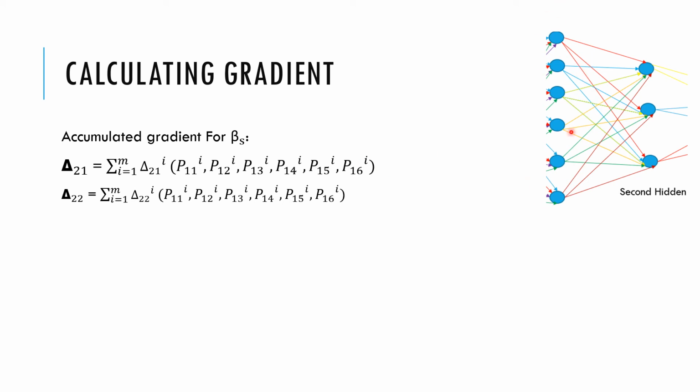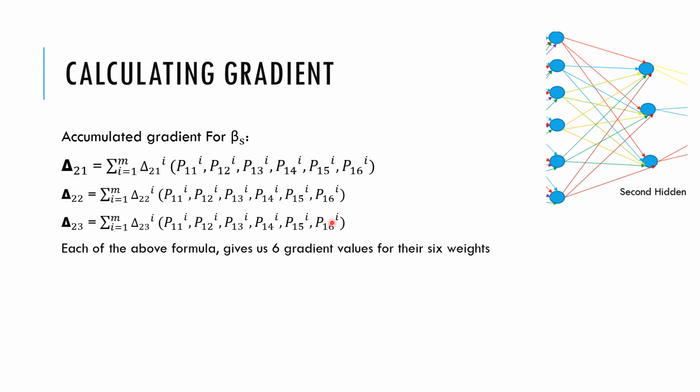Because here the first hidden layer becomes the input layer for this one. So again we do the same thing for this node, and again we get 6 different gradient values. For this third one, again we get 6. So each of the above formulas gives us 6 accumulated gradient values for their 6 weights, because this has 6 weights for 6 inputs, this has 6 weights for 6 inputs, and this has 6 weights for 6 inputs. So there are in total 6 into 3, 18 weights. Therefore, we must get 18 gradients. That's what we are getting: 6 here, 6 here, 6 here.